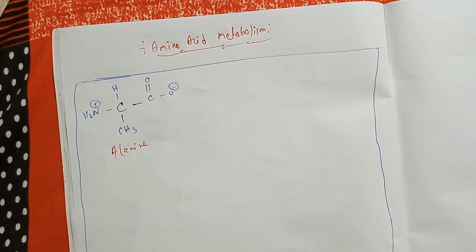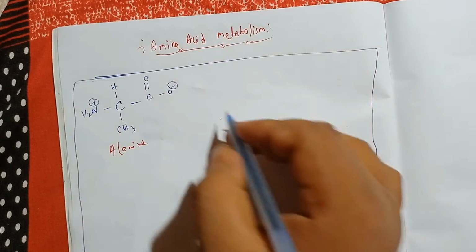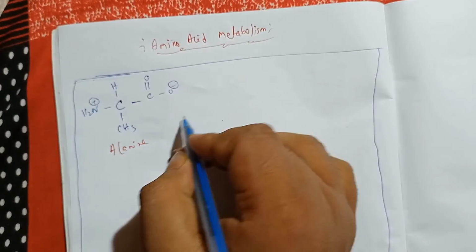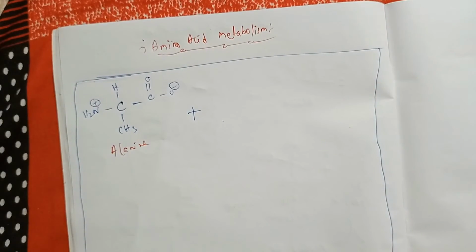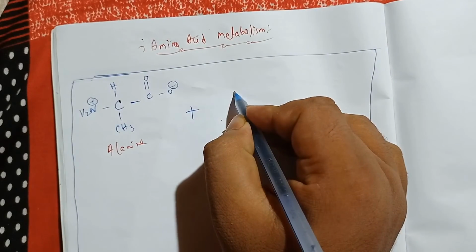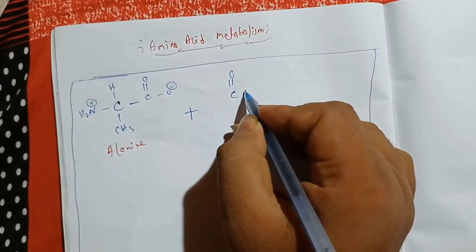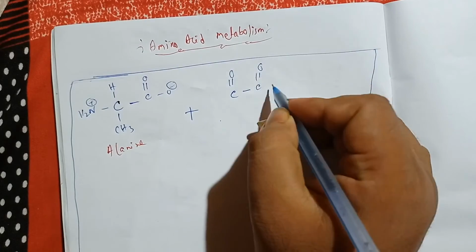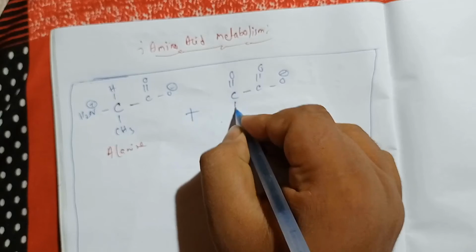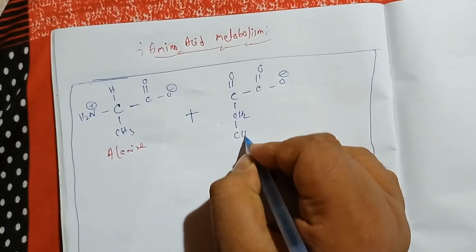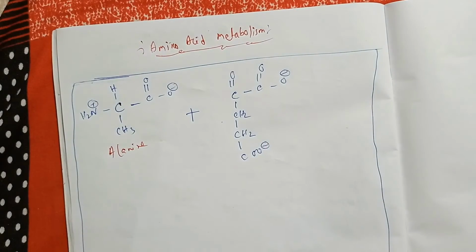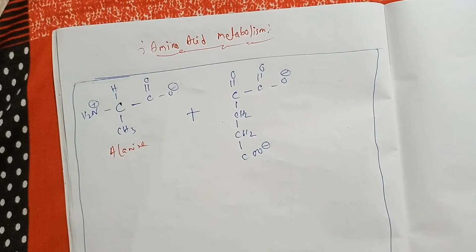Next, this alanine will get combined with another type of keto acid that is called alpha ketoglutarate. What about the alpha ketoglutarate? It has a C double bond O, C double bond O, O negative, that means the acid group, and a keto group, that's why it is alpha keto. Then we have CH2, and a C double bond O minus. Okay guys, now we have this combination.